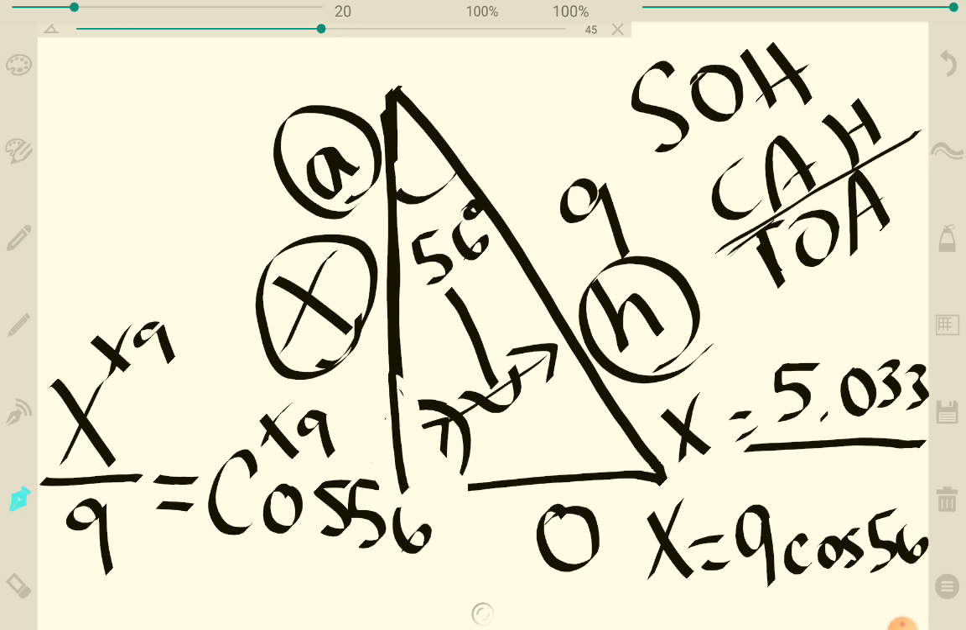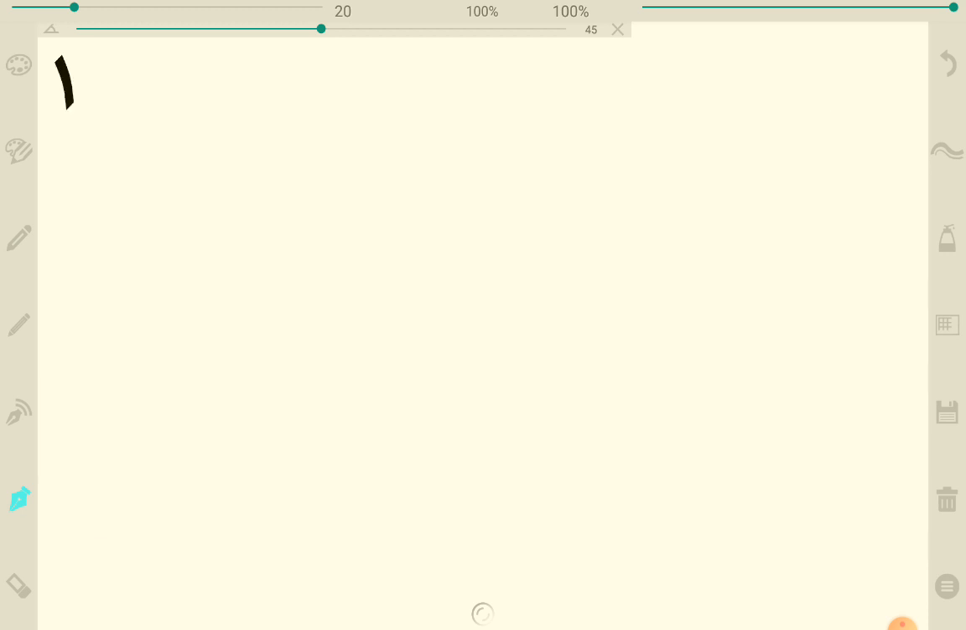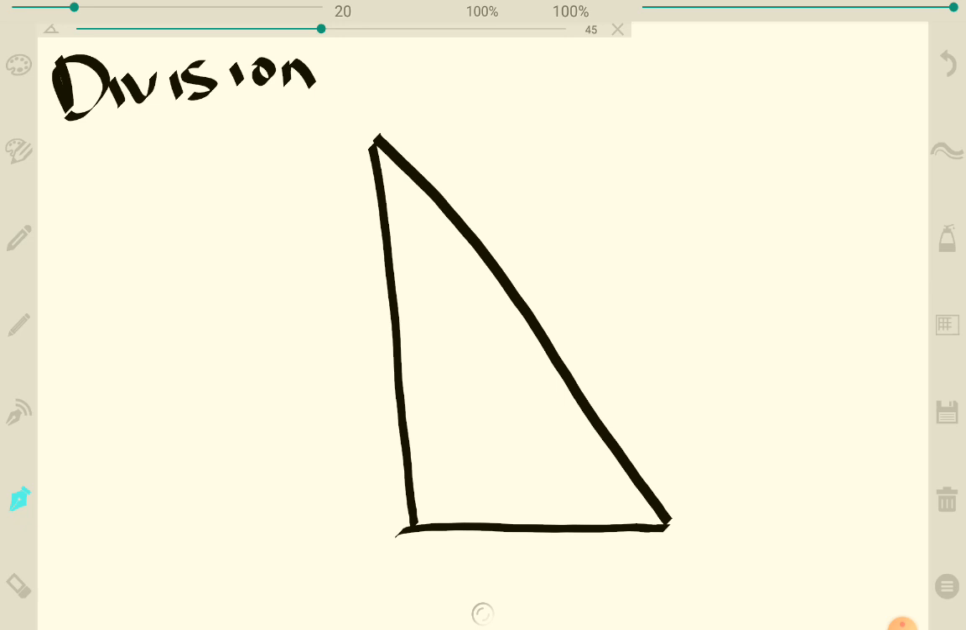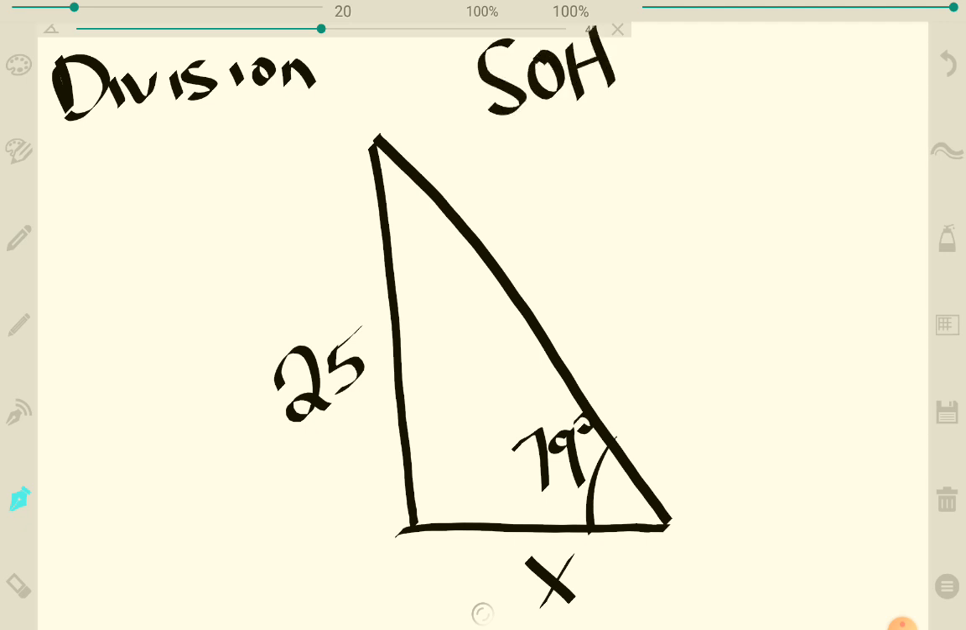That was our last multiplication problem, and now we'll be going on to the division section. On the division section, we have a right angle again. This time, we are going to label this as 79, this side as 25, and this side as x. So the first thing we do is write down SOHCAHTOA.